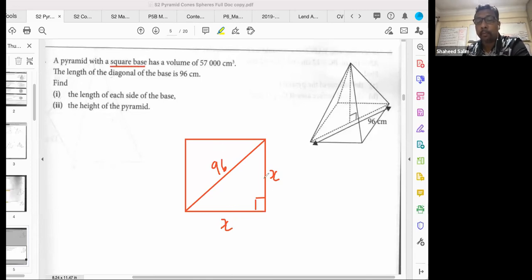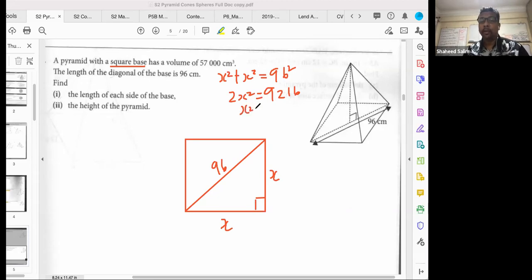So, A squared plus B squared equals C squared. X squared plus X squared equals 96 squared. Agree, yeah? So you get 2x squared equals 96 squared. What is 96 squared? I think you get 9216. Then you divide this by 2, because you want to find x squared. Sorry, not square root, divide by 2. You get 4608.